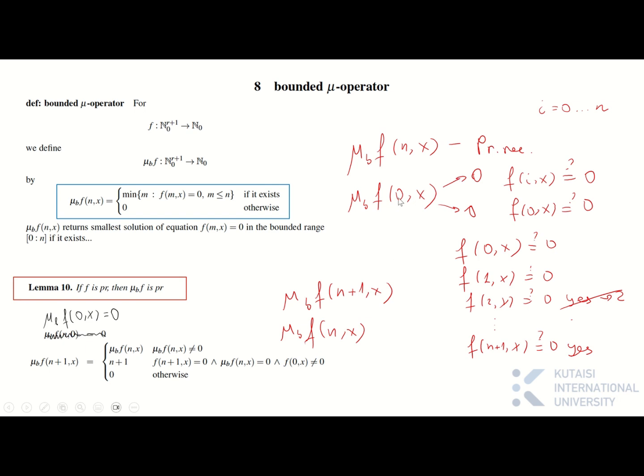I specify this here, because f0x will return 0 in two cases. So what is this? Mu bounded f0x starts at 0 and goes all the way to 0. So this means it's a loop from 0 to 0. So it will return 0. So there are two possibilities. So it checks this equation. This is what it checks.